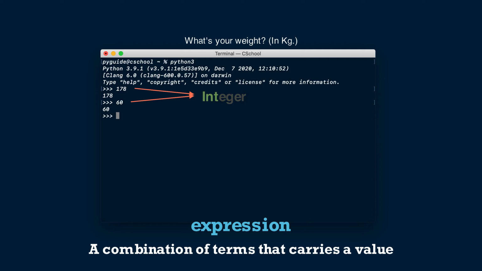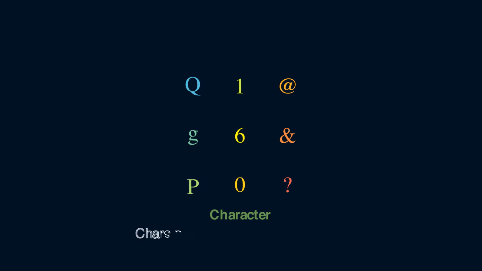What if we write the same value of height in meters? Height in meter is 1.78, for example. Python accepted that value too. This expression is written using a floating point number. Float, another type of data. Now to the third type. Take any letter, digit, symbol, or space from your keyboard. They all are characters.